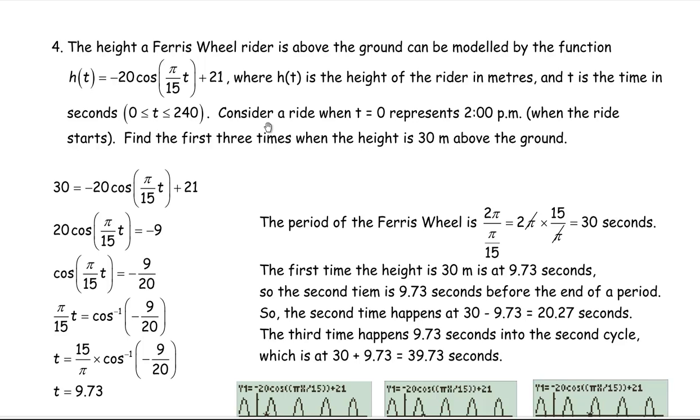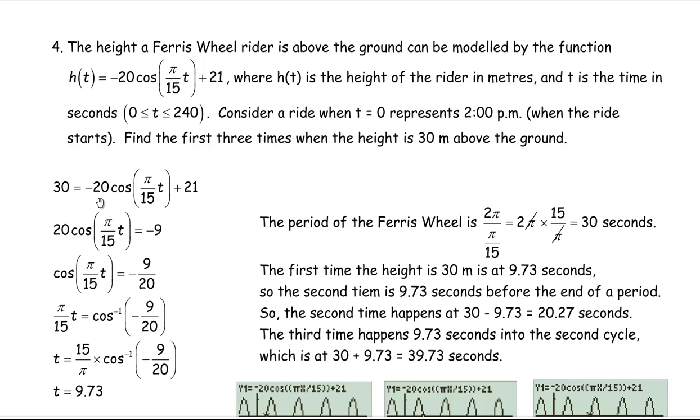So it says consider a ride when t equals 0 represents 2 p.m., when the ride starts. We're asked to find the first 3 times when the height is 30 meters above the ground. So when the height is 30, we put 30 in place of h of t and solve for time.